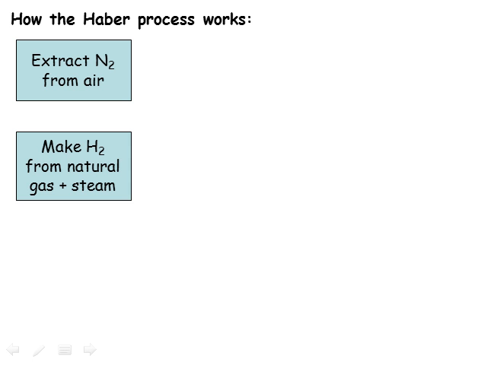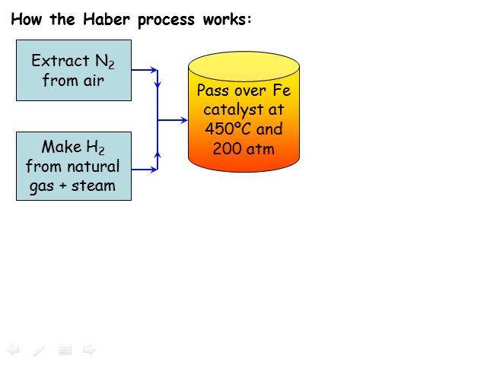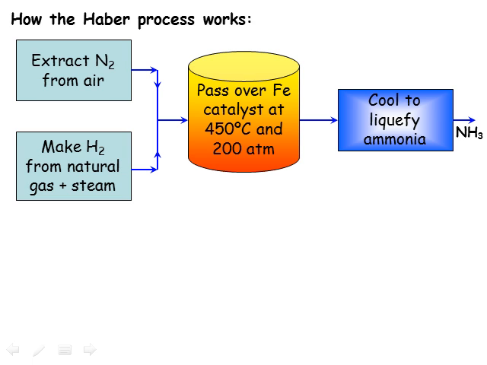The process starts with the nitrogen and hydrogen raw materials, which are combined together at 450 degrees C and 200 atmospheres over an iron catalyst. This is where the nitrogen and hydrogen react to form ammonia, but the reaction is reversible and only about 15% of the reaction mixture is ammonia.